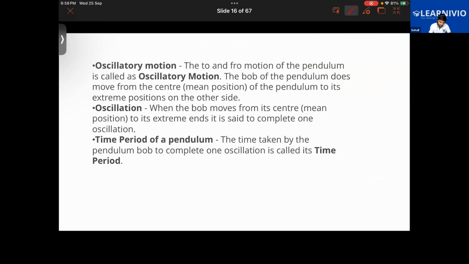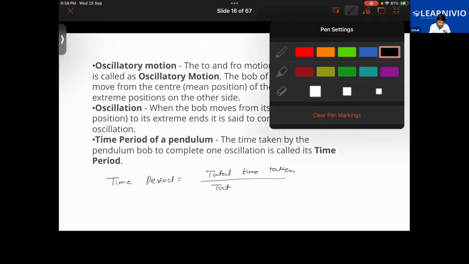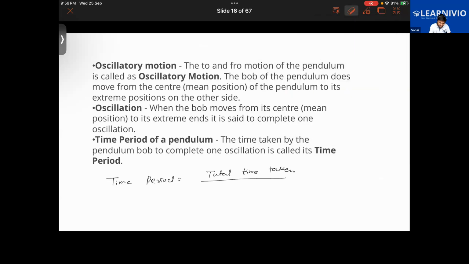Getting it? So time period, write down the formula. Time period equals total time taken divided by total oscillations done, or basically the number of oscillations done by the given pendulum. Okay, so that is it.